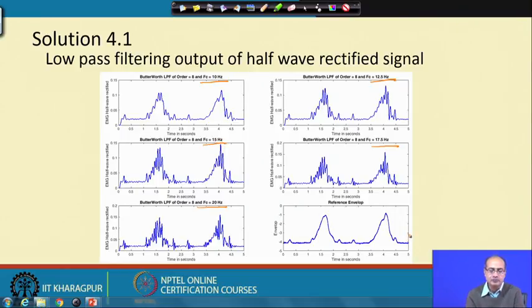So, out of them, though the change may be little slower, that means the way it is increasing or decreasing, that may be better when we have more high frequency terms, but because of the presence of ripple in the output, we find that at 10 Hertz the output was the best for that half wave rectifier.